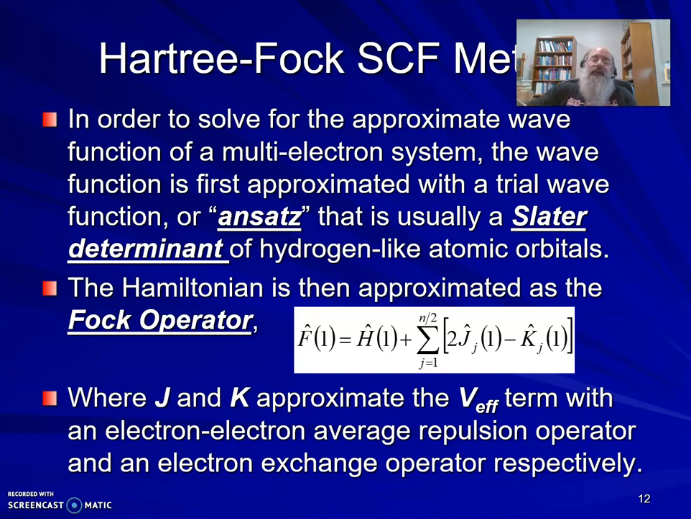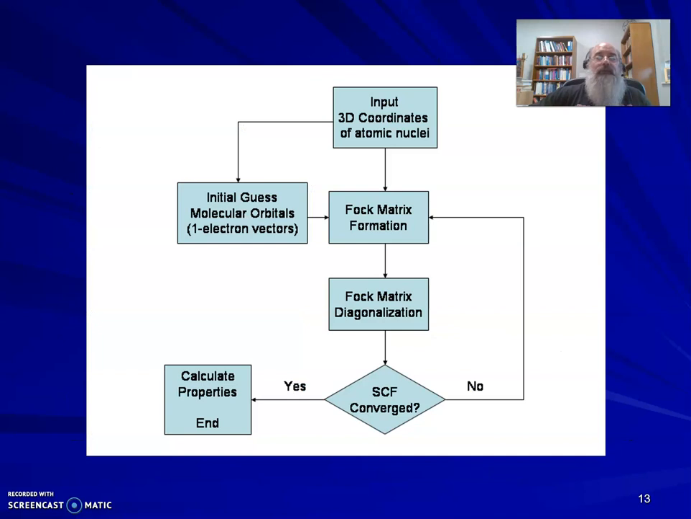When we do density functional theory, we use better operators for J and K. I don't want to say better, but different, that get us better results. And so I'll let you look over this. I won't read it to you or spend much time going over it. You can pause this if you want. But all this flowchart does is put into picture form exactly what we were just talking about on the previous slide.